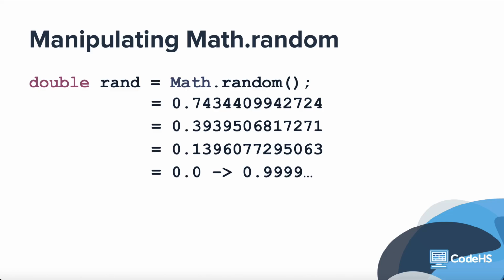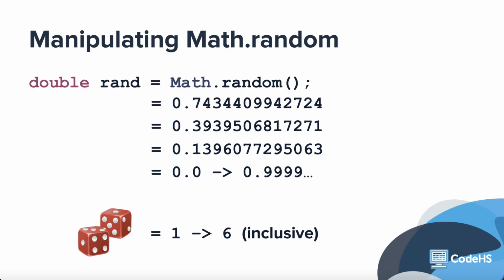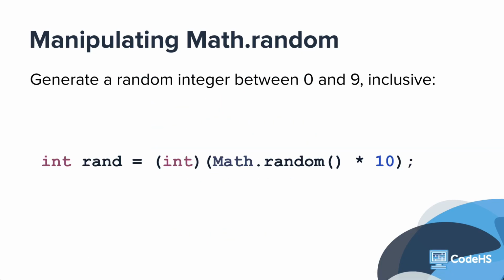While generating random decimal values can be very useful, more often than not you'll need random numbers within different ranges. For example, if you are rolling a dice in a game, you'll need a random integer between 1 and 6 inclusive. This still can be done with the Math.random method, but it will take some manipulation. Let's walk through how to do this. Imagine you want to generate a random integer between 0 and 9 inclusive. Here's a calculation that will accomplish this task, so let's break it down.